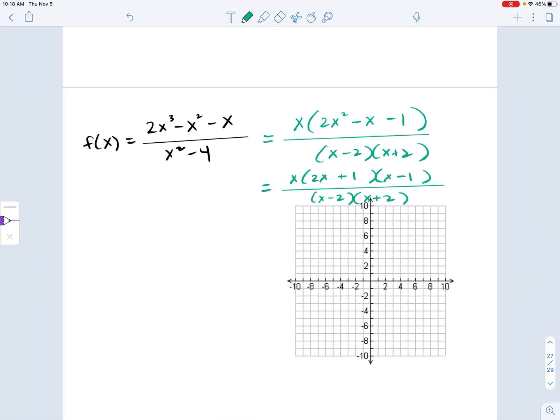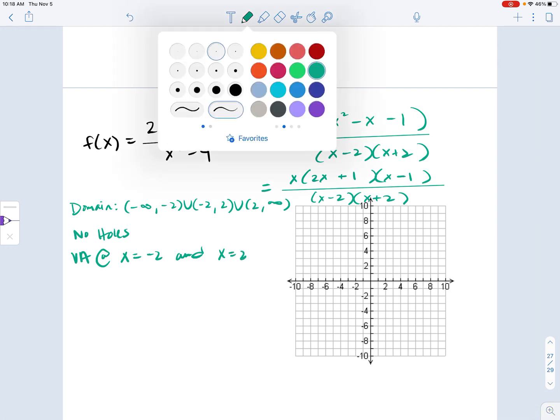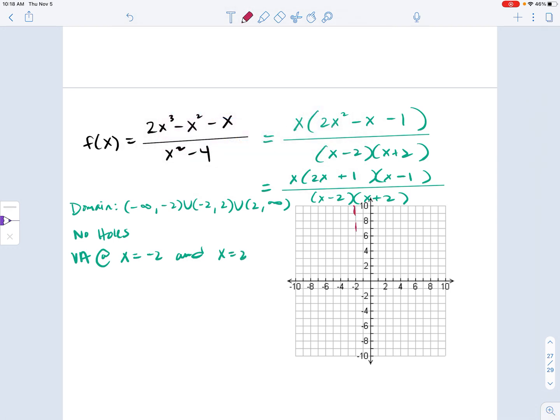No holes. I can see that x cannot be equal to 2 or negative 2. So the domain of this function would be negative infinity to negative 2, union negative 2 to 2, union 2 to infinity. And no holes, because there's no common factor in the numerator or denominator. But there will be vertical asymptotes at x equals negative 2 and x equals positive 2.